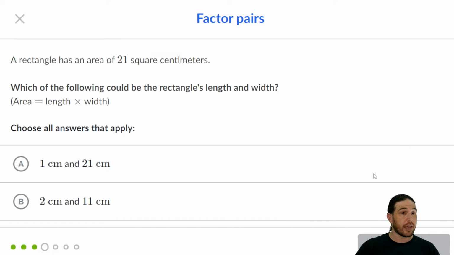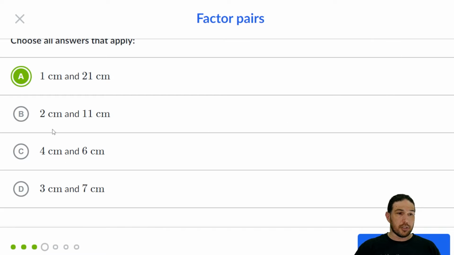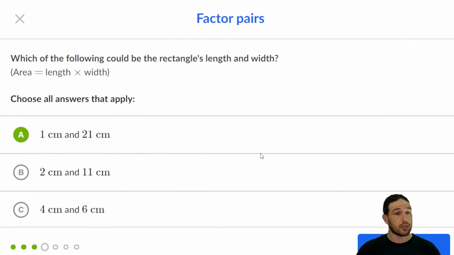A rectangle has an area of 21 square centimeters. Again, we are linking multiplication and area because it makes the leap to geometry later on a little bit less harsh. Which of the following could be the rectangle's length and width? And because we're only in 4th grade, it is reminding us that the area of a rectangle is length times width. So for example, we could have a length of 1 centimeter and a width of 21. 1 times 21 is indeed 21. 2 times 11 doesn't work, that's 22. 4 times 6 doesn't work, that's 24. But we do have 3 times 7, which is also 21.